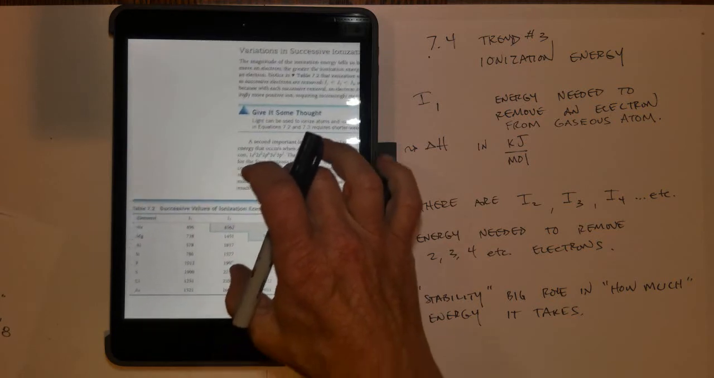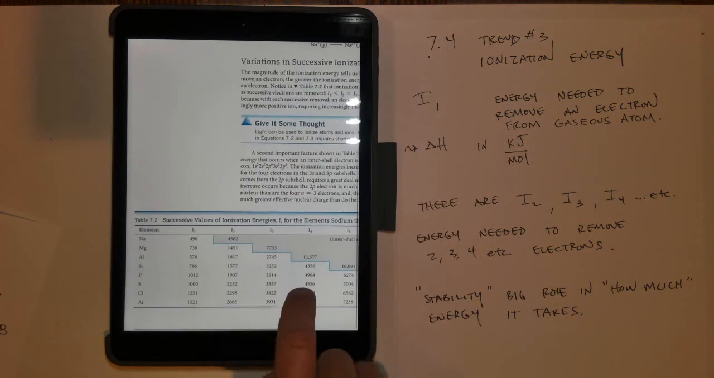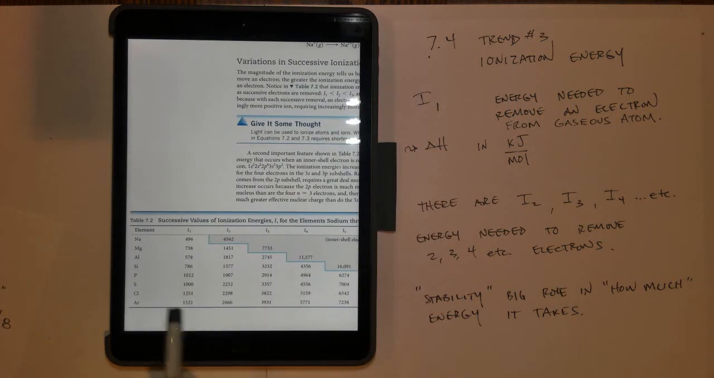Here, let's take a look at some successive values of ionization energies. We can see here that magnesium's first ionization energy is 738. Its second is 1451, and then you see it takes an astronomical jump to 7,700. Now, if you look at aluminum, its first, second, third are reasonable numbers, and then it takes a big, huge astronomical jump as well. And so this goes back to the stability of these.